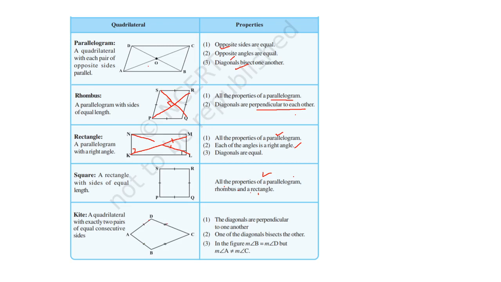consecutive sides of equal length. The diagonals are perpendicular to each other. One of the diagonals bisects the other; आप देखिए AC जो है वो BD को bisect कर रहा है. And in the figure angle B is equal to angle D, पर angle A is not equal to angle C. So these are the properties of the quadrilaterals. Thank you. In this video, that much we will learn.